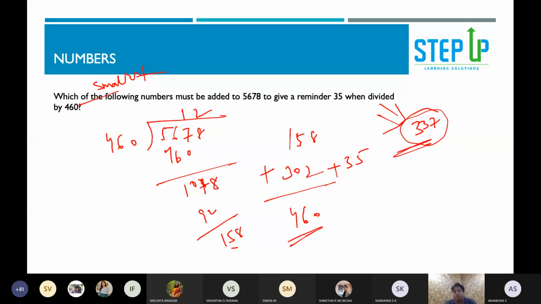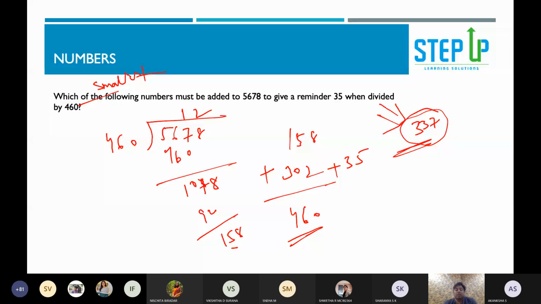Here, the question is saying: what is the smallest number that must be added to 5678 to give a remainder of 35 when divided by 460? When you divide 5678 by 460, you're already getting a remainder of 158. Now the question is asking, they want a remainder of 35 only. So that means 158 is an additional, extra remainder that I'm getting, and I have to add the number. I don't need to subtract the number. This is not what the question is asking.